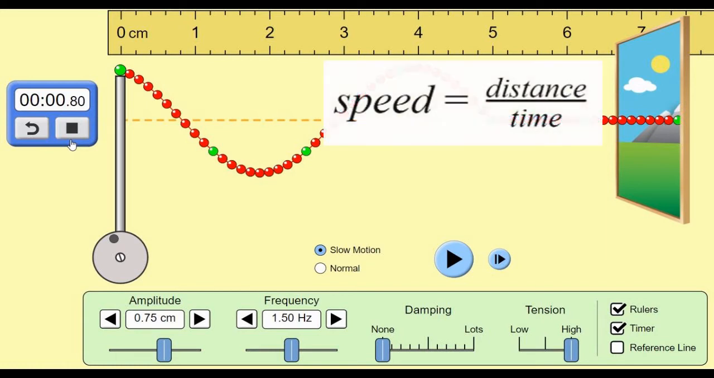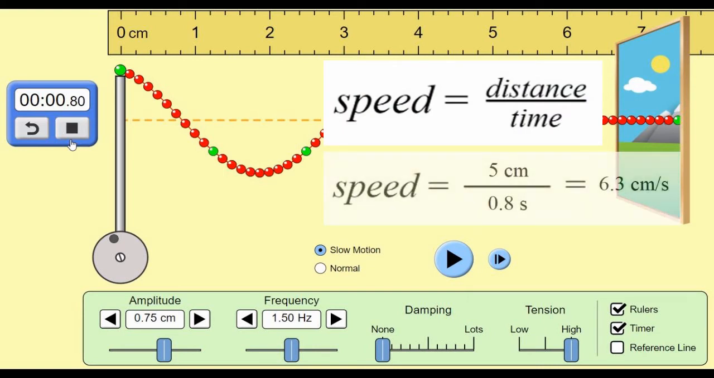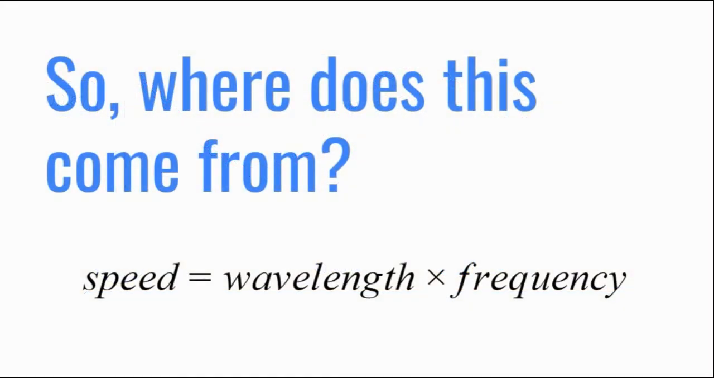Now using the equation for speed equals distance over time, if we do 5 centimeters divided by 0.8 seconds, that gives us a speed of 6.3 centimeters per second. So that's one way to calculate the speed of a wave. But where does the equation speed equals wavelength times frequency come from?